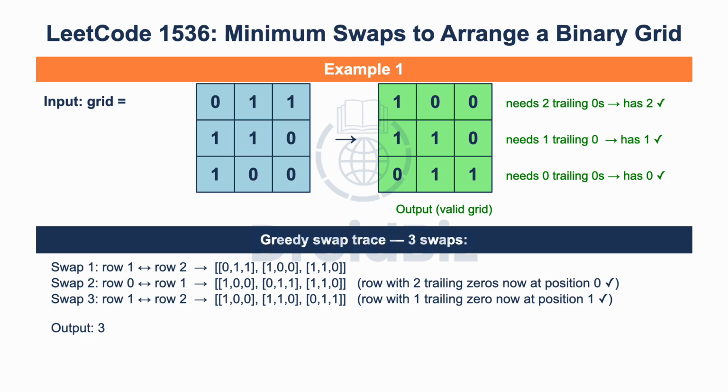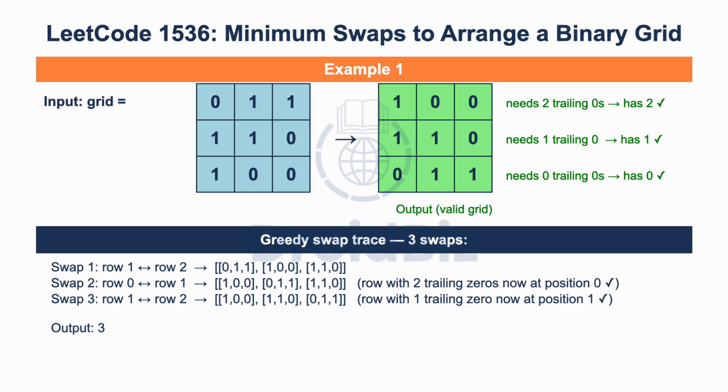The greedy approach bubbles the nearest qualifying row up to each position. Swap 1. Swap row 1 and row 2, giving us 0, 1, 1 then 1, 0, 0 then 1, 1, 0. Swap 2. Swap row 0 and row 1, giving us 1, 0, 0 then 0, 1, 1 then 1, 1, 0. Now position 0 is satisfied. Swap 3. Swap row 1 and row 2, giving us 1, 0, 0 then 1, 1, 0 then 0, 1, 1. Now position 1 is satisfied too. The minimum number of swaps needed is 3. So the output is 3.